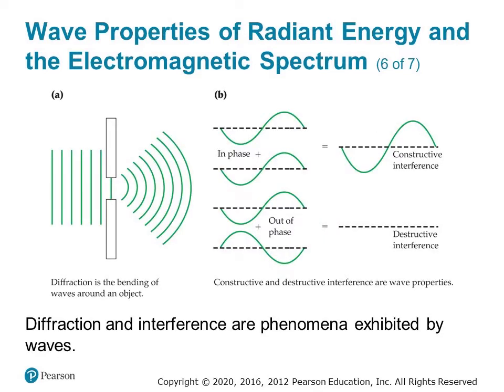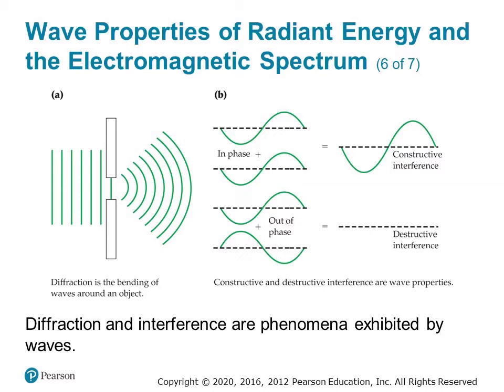Now, if light is made up of waves, we should expect it to physically behave like other types of waves, like sound or water waves, for instance. All waves should be capable of producing diffraction and interference phenomena. Diffraction refers to the bending of waves around an object or a small opening, and interference refers to the ways that waves can overlap with each other.